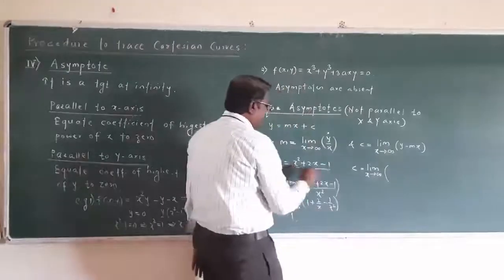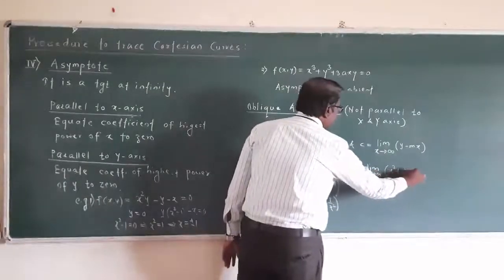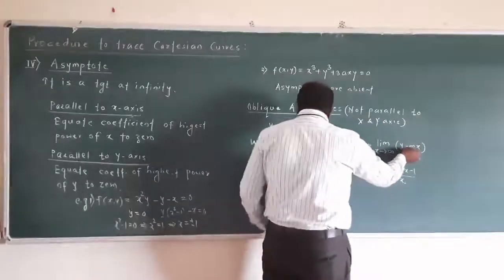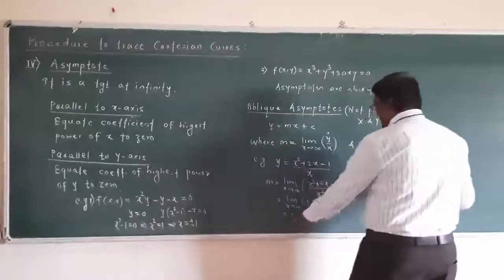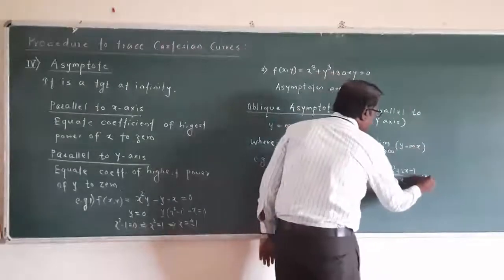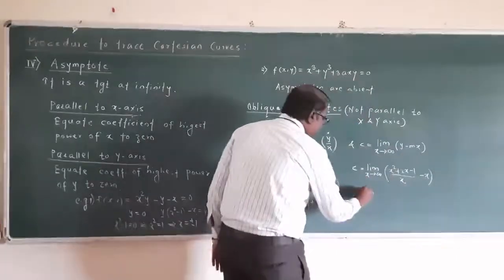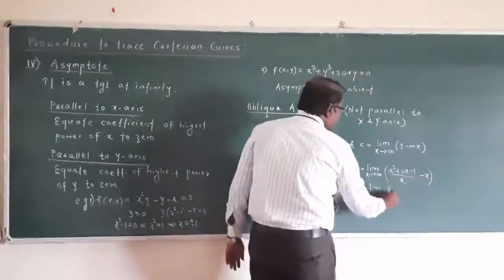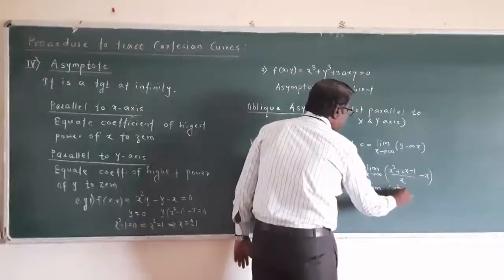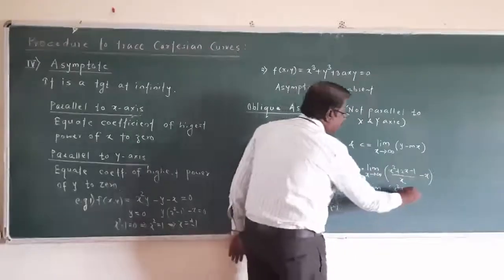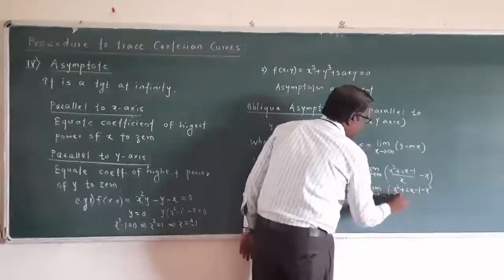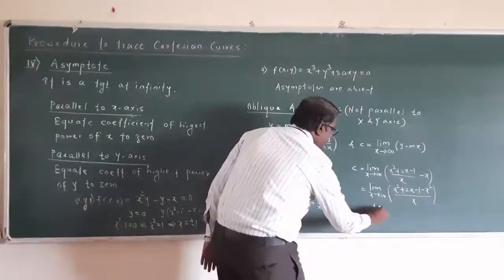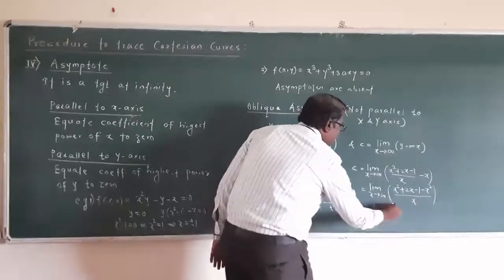So what is the value of y? It is x square plus 2x minus 1 upon x, minus mx, but the value of m is here 1. So 1 into x is x. When I simplify this, it is nothing but limit x tends to infinity. Now if I take LCM, then I will get x square plus 2x minus 1 minus x square divided by x, and this will give us limit x tends to infinity in bracket.